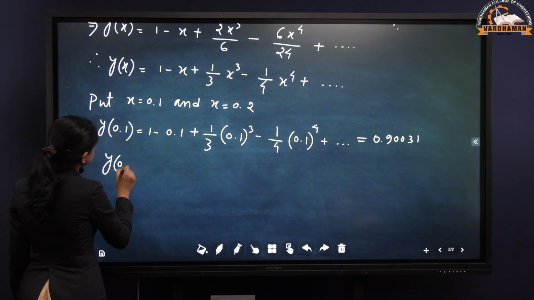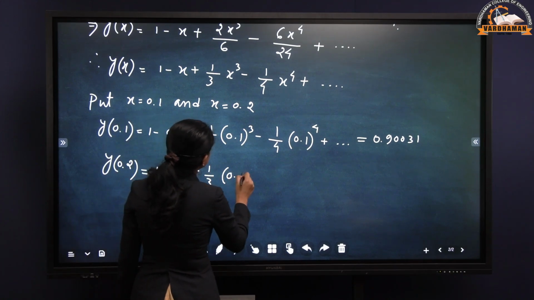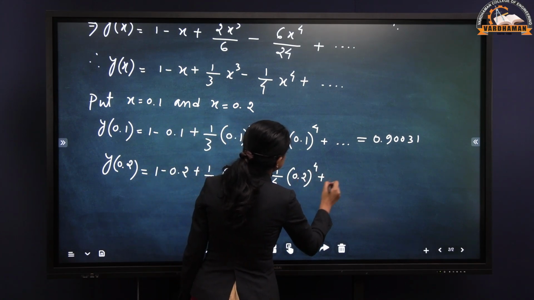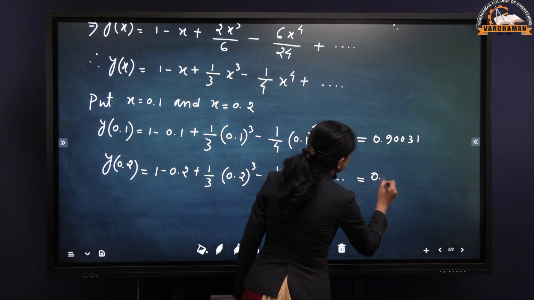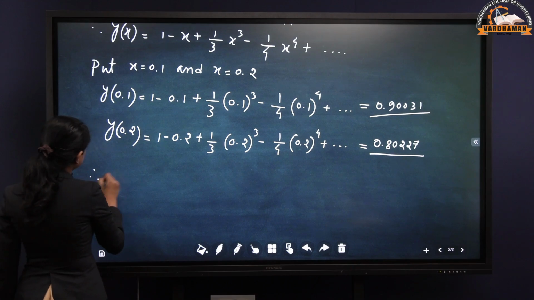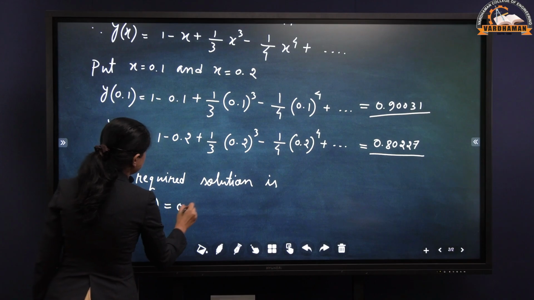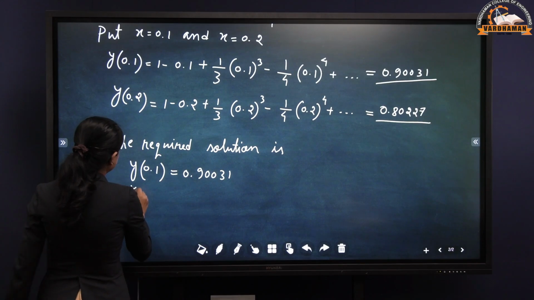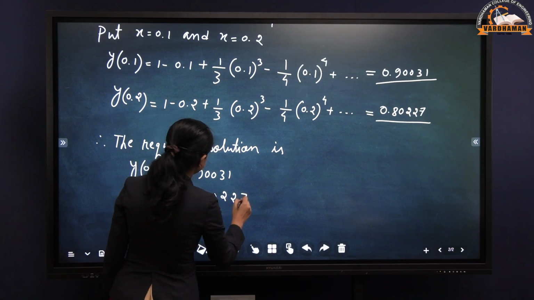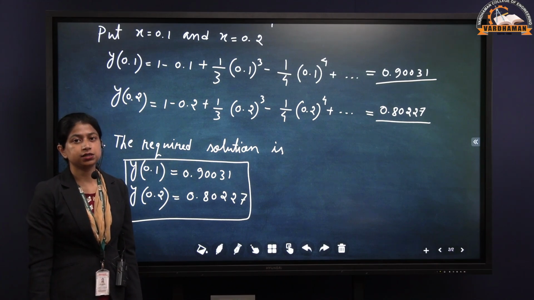Then if we put 0.2, we will get 1 - 0.2 + (1/3)(0.2)³ - (1/4)(0.2)⁴ plus so on, which is equal to 0.80227, which are the required solution. Therefore, the required solution is y at 0.1 is 0.90031 and y at 0.2 is 0.80227. So this is how we need to find the numerical solution of an ODE using the Taylor series method. Thank you.